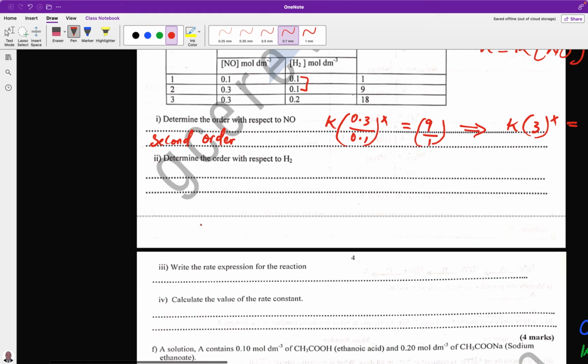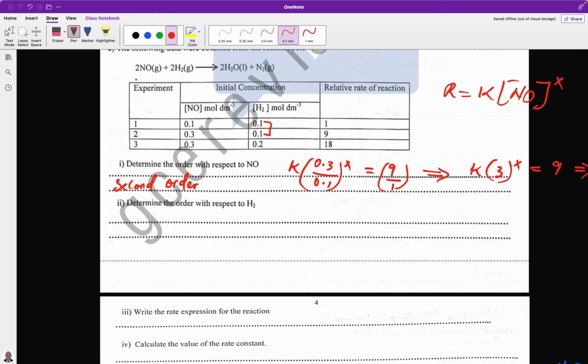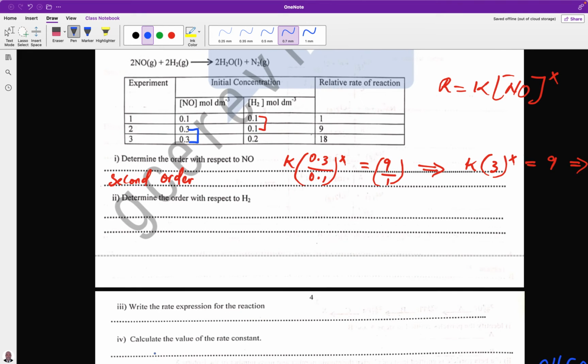Okay, the same thing. Determine the order with respect to hydrogen. With respect to hydrogen, we will have to keep the concentration of NO constant. In that case, we have to keep this constant because we are dealing now with hydrogen. So now with hydrogen, if we keep that constant, the rate for nitrogen will be K. Now, keeping this constant for hydrogen, it will be 0.2 divided by 0.1.